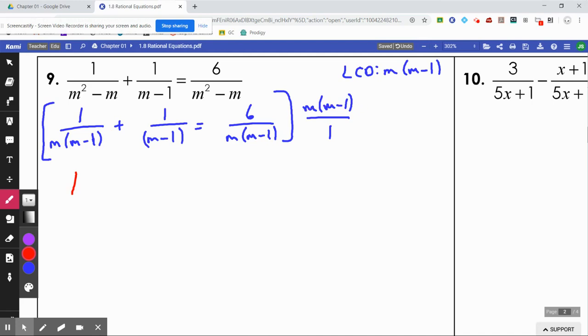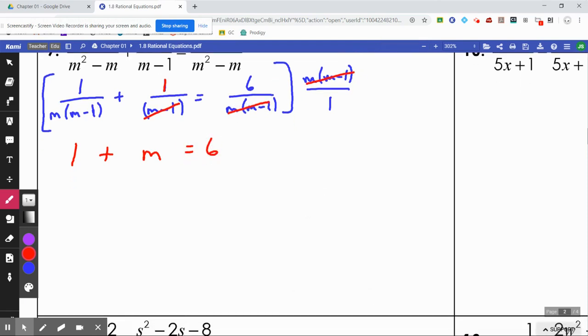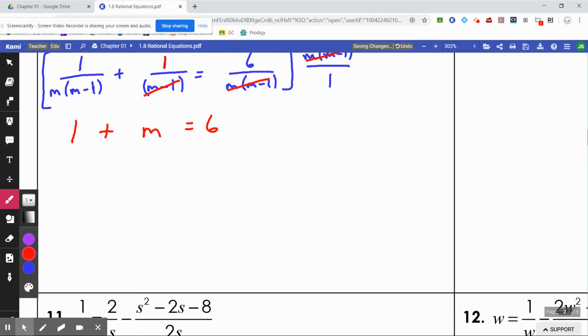When I multiply my second term, my m minus 1s will cancel and leaves me with a 1 and just the m, so plus, bring down the plus, m. When I multiply my third term, the m times m minus 1s, everything cancels and leaves me with equals 6. And look what you have. 1 plus m is equal to 6. When you solve it, you get that m is equal to 5. Which is the only answer.